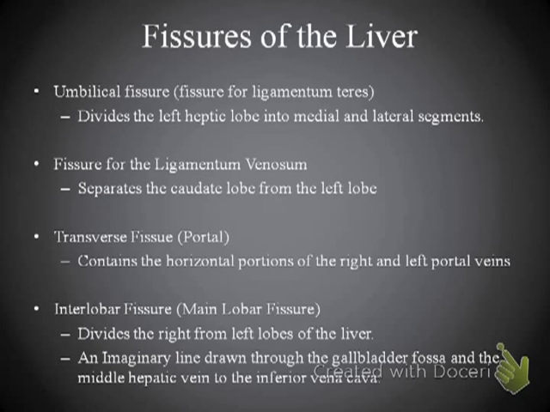As we saw, the liver is a very complex organ, and it has several different fissures, which actually divide the liver and make it in segments. The umbilical fissure, which is the fissure for the ligamentum teres, divides the left hepatic lobe into medial and lateral segments. The fissure for the ligamentum venosum separates the caudate lobe from the left lobe. The transverse fissure, or portal fissure, contains the horizontal portions of the right and left portal veins.